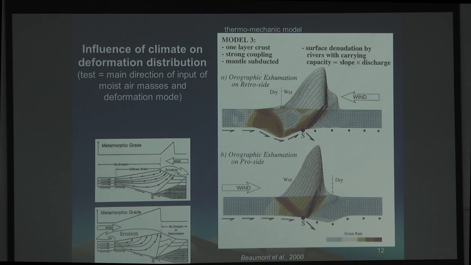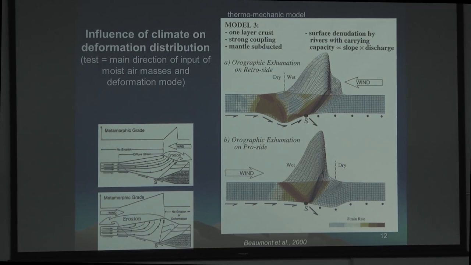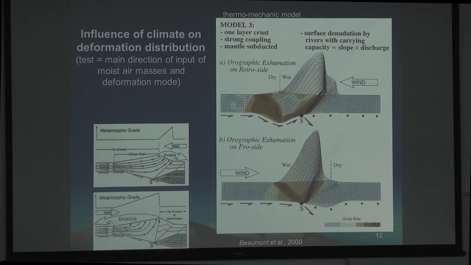Another example of this kind of retroaction was studied by Beaumont and also by Sean Willett in the early 2000s. And they have been looking at the distribution of precipitation. Their question was simple. Does it make a difference if the precipitation is asymmetric? In the sense that usually, for example, in the northern hemisphere, above a latitude of 30, most of the moisture is coming from west to east. And in the intertropical zone, because of the trade winds, most of the moisture is going from east to west.